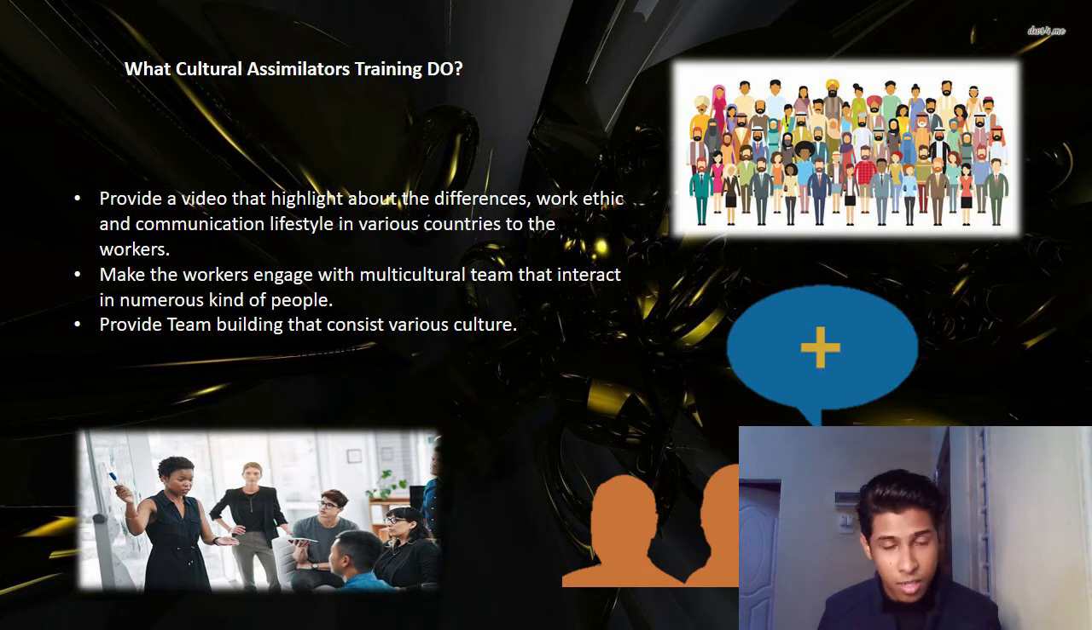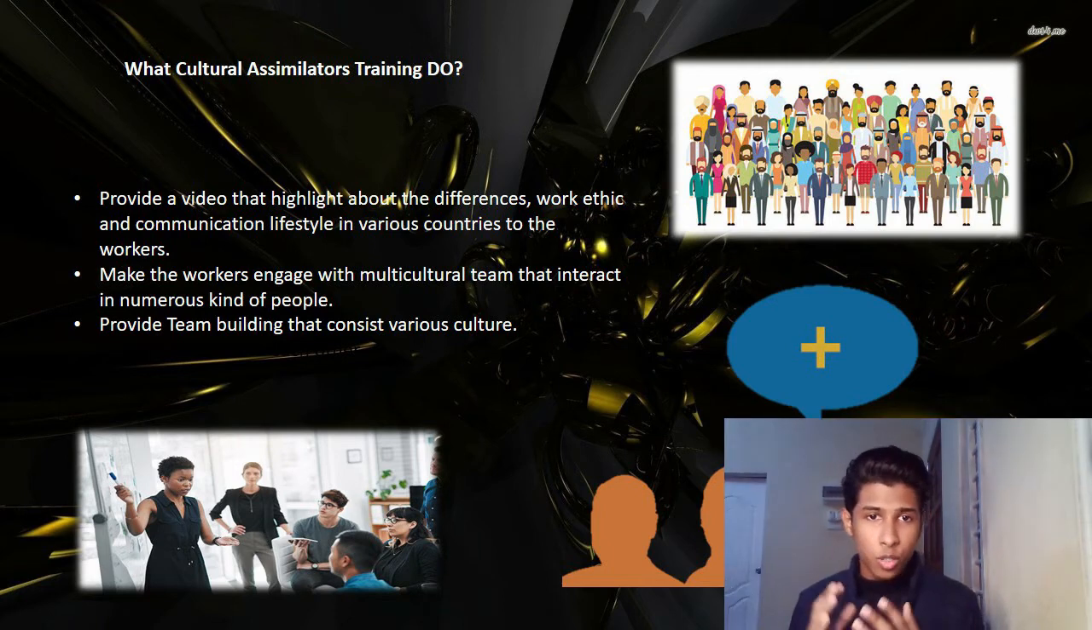And lastly, provide team building that involves various cultures. For example, doing games like ice breaking, sports in the working place that involve people from various cultures, so that they are able to strengthen friendship and understand more deeply the cultural differences and similarities in various cultures. So this is what cultural assimilators do.